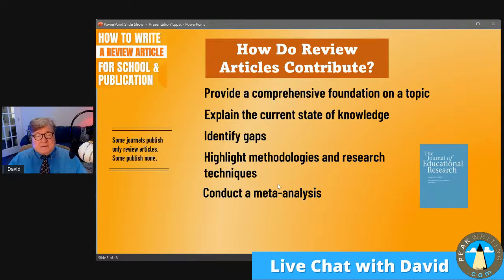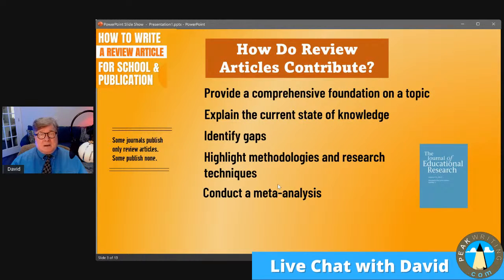Now, keep in mind that, as you can see here, these review articles are quite important in the academic disciplines. That's why there are some journals that focus only on review articles. So if you're looking to write a review article, you definitely want to look for a number of journals in that area that publish only review articles or mainly review articles.